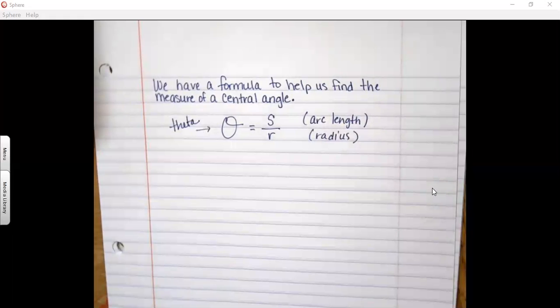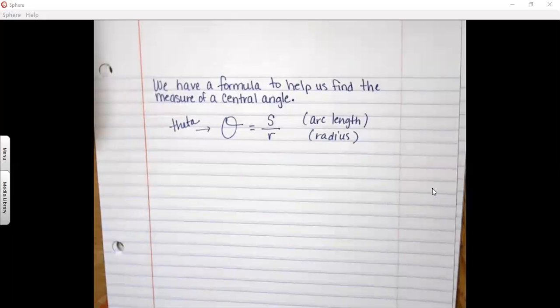Or if they gave you the angle and the radius, you could find the arc length, whatever. So it doesn't just have to be used for the measure of the central angle. But the way it's written right now is to find theta, take the arc length divided by the radius. So let us look at an example.